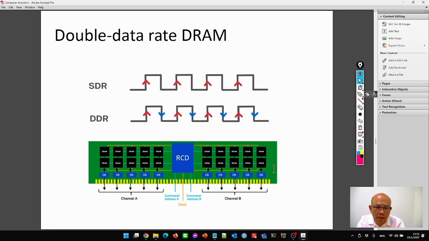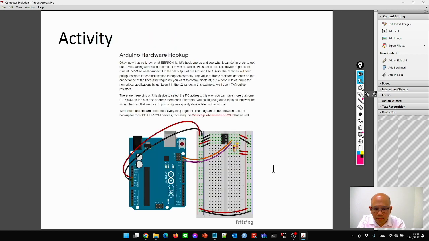And the DDR RAM has a double data rate for read and write, using the rising and falling clock edges. Okay, here this activity connects the Arduino to the EEPROM. I am waiting for the EEPROM device. After I get it, I will build this activity and give it to you to build the circuit in the laboratory.